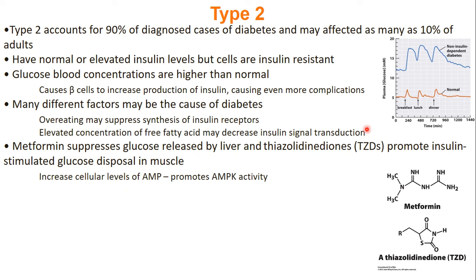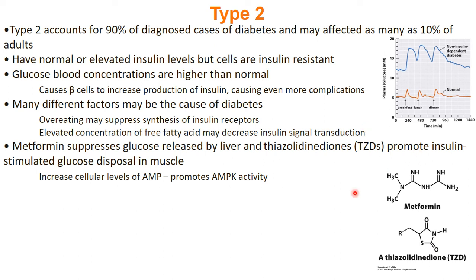Or what could happen is that you have more free fatty acids in your bloodstream, and this is decreasing the amount that insulin is interacting with your signals, and so your cells are getting a lower signal, and they can't tell that glucose is around.